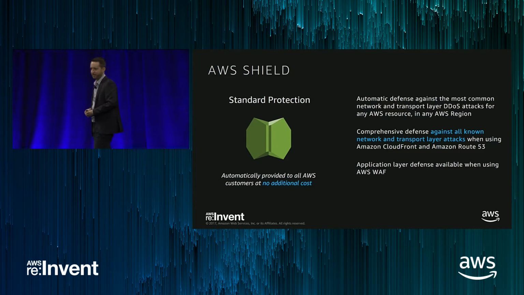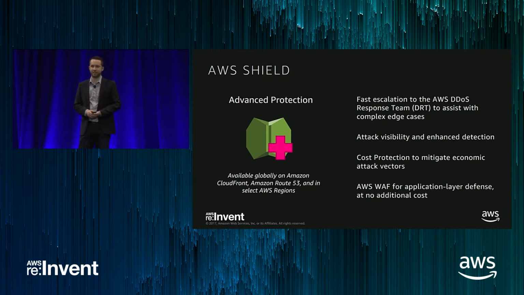So with standard protection, you're automatically protected against the most common attacks in any AWS region, no matter where you operate. However, if you place CloudFront and Route 53 in front of your application for application delivery and DNS service, then you actually gain comprehensive defense against all known network and transport layer attacks. And then additionally, you receive application layer defense using the AWS WAF, or Web Application Firewall service.